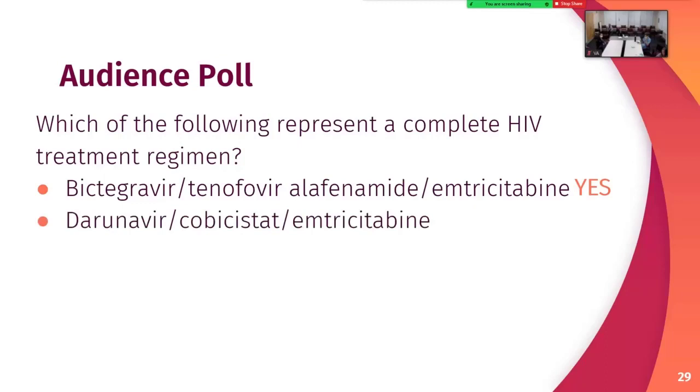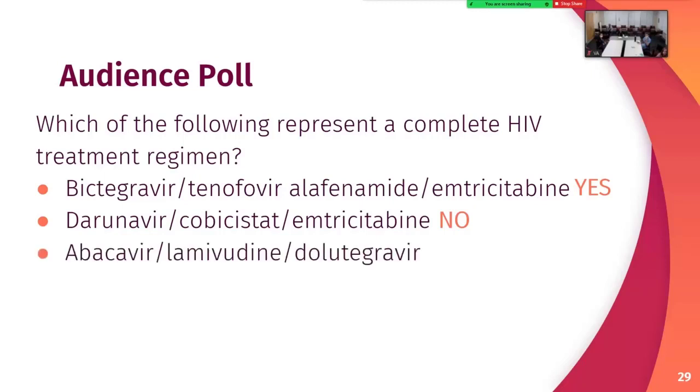Our next regimen is darunavir, cobicistat, and emtricitabine. Raise your hand if you do think this is a complete drug regimen. Okay, and then raise your hand if you don't think this is a complete drug regimen. Awesome, yeah. So that cobicistat component is really a pharmacokinetic boosting agent and is not classified as an active ART therapy, so we need 1 extra agent added on for this to be a complete regimen.